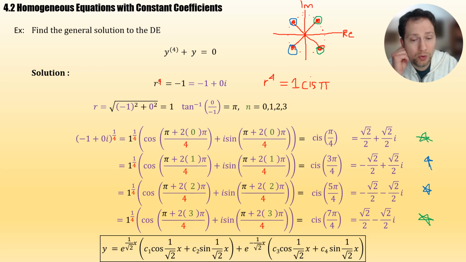So, there's our final solution for this one. It's going to be all of that. Do what you normally do when you have a complex conjugate pair. In green, that's giving the solution here. And in blue, that's giving this set of solutions here. Okay?